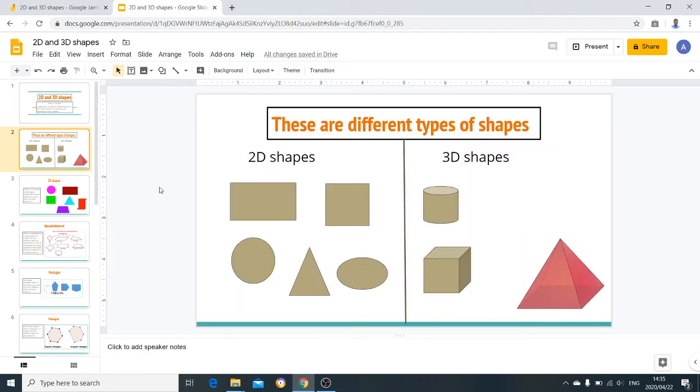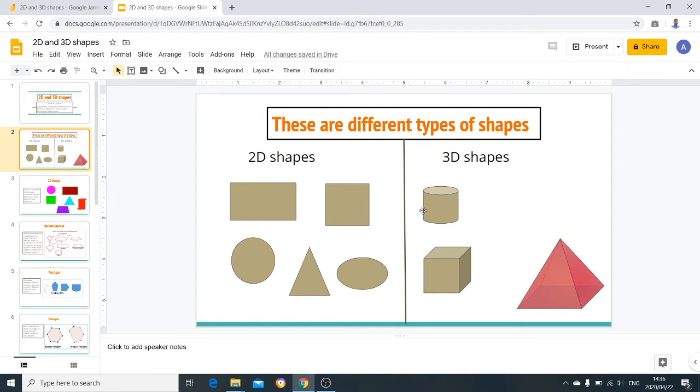There are different types of shapes, 2D shapes and 3D shapes. You guys may be familiar with 2D shapes, and some of you may know about 3D shapes. Let me tell you the names of these shapes. This is a rectangle, this is a square, this is a circle, this is a triangle, and finally an oval. Those are all 2D shapes.